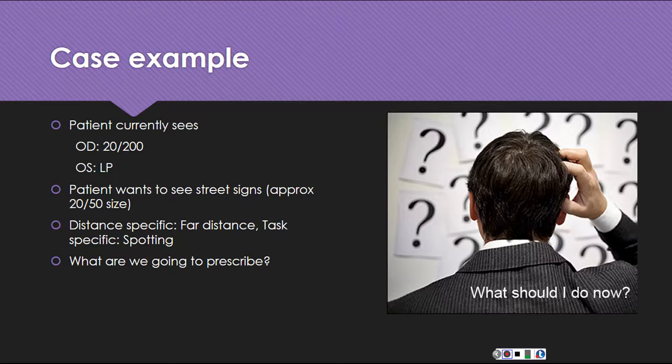And so usually when we have a goal that we want to take a look at, we have a goal that we want to look at specifically.